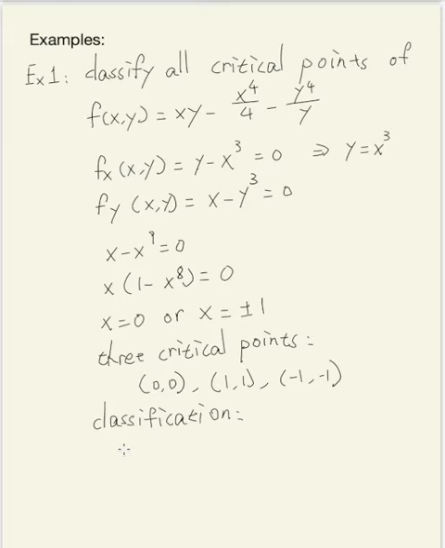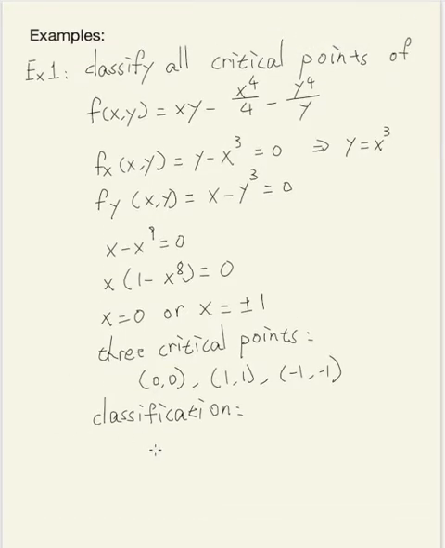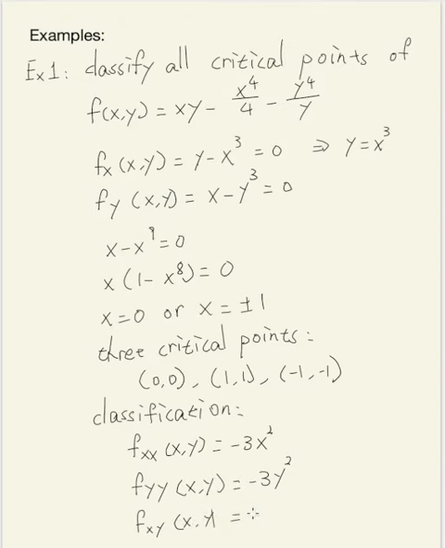To apply the second partial test, of course, we need to first compute the second order partial derivatives. fxx equals, so take the partial derivative with respect to x on top of this, we get minus 3x squared. And then fyy equals minus 3y squared. And fxy is just 1.